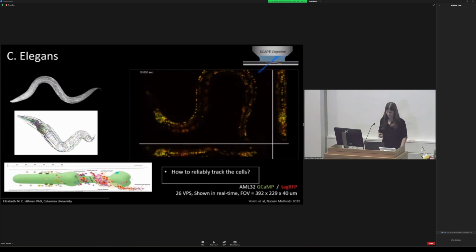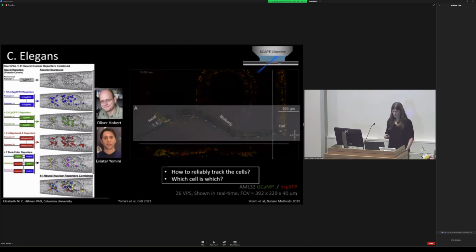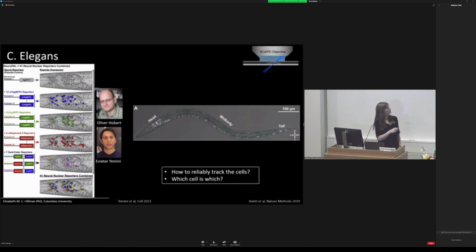And so I was fortunate, as I said, to meet Ev and his former mentor, Oliver Hobart, who had developed this worm that they called NeuroPAL. And so they made this worm, and it's the same in every single worm, and each one of those individual neurons, with its own middle name, has a specific expression of a certain different amount of these different fluorophores. So it has this beautiful rainbow of neurons within the whole worm. And if we could just image that, then we would be able to know the identity of every single cell.